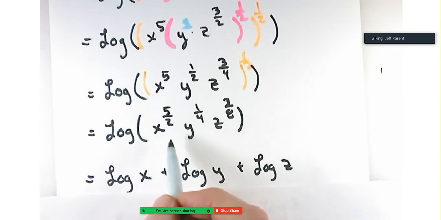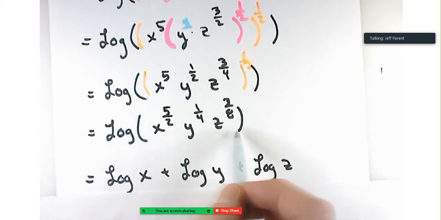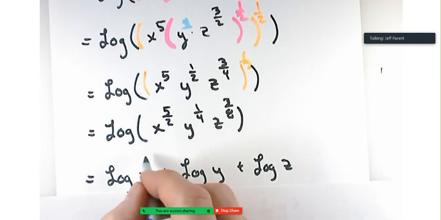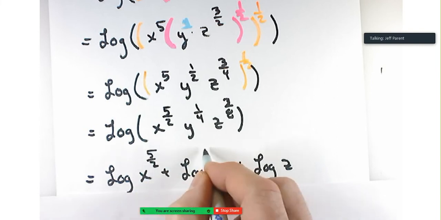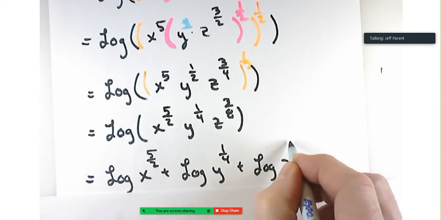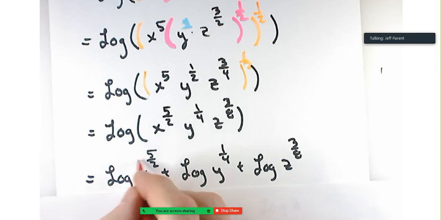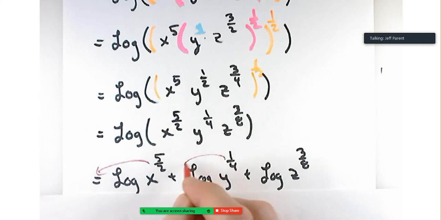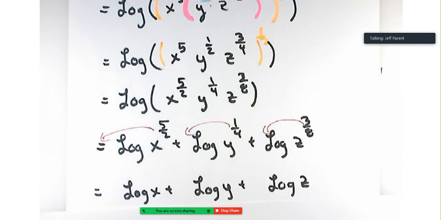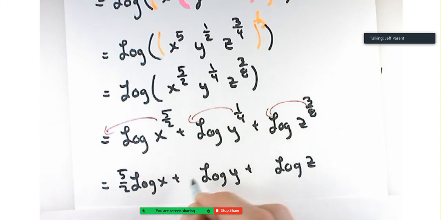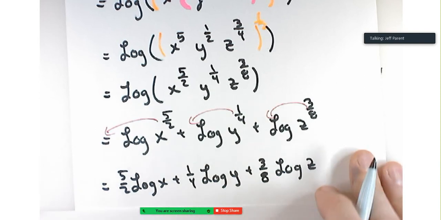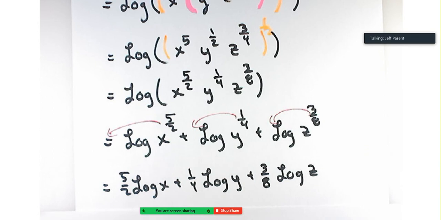Let's see. Now I'll change this log of a product to the sum of the logs. So it's going to be log of x to the 5 halves, log of y to the 1/4, log of z to the 3/8. And as a final step, I can use what I sometimes affectionately call my parachute rule. Those terms are going to kind of jump out in front. So last but not least, I'll have 5 halves log of x, 1/4 log of y, and 3/8 log of z. So, bam.